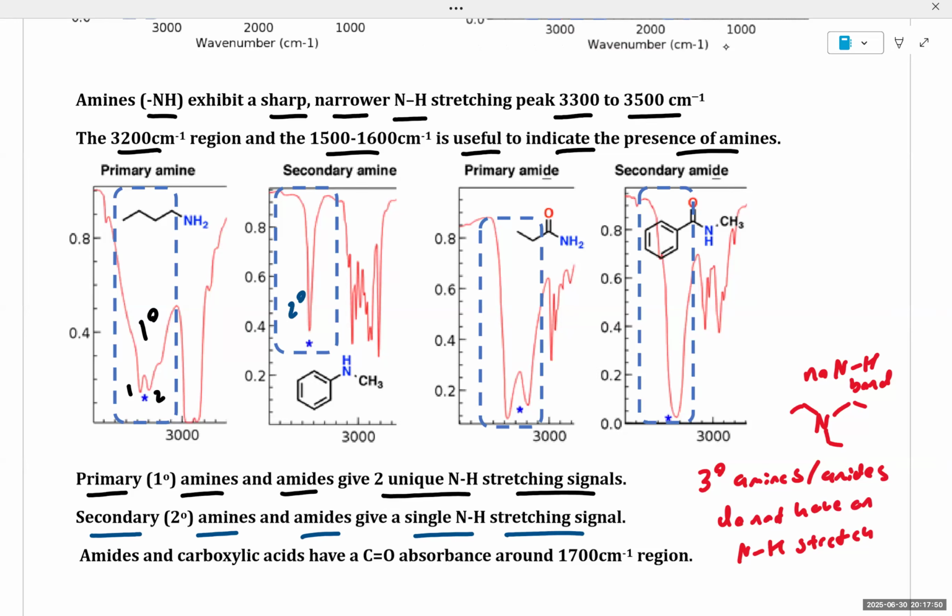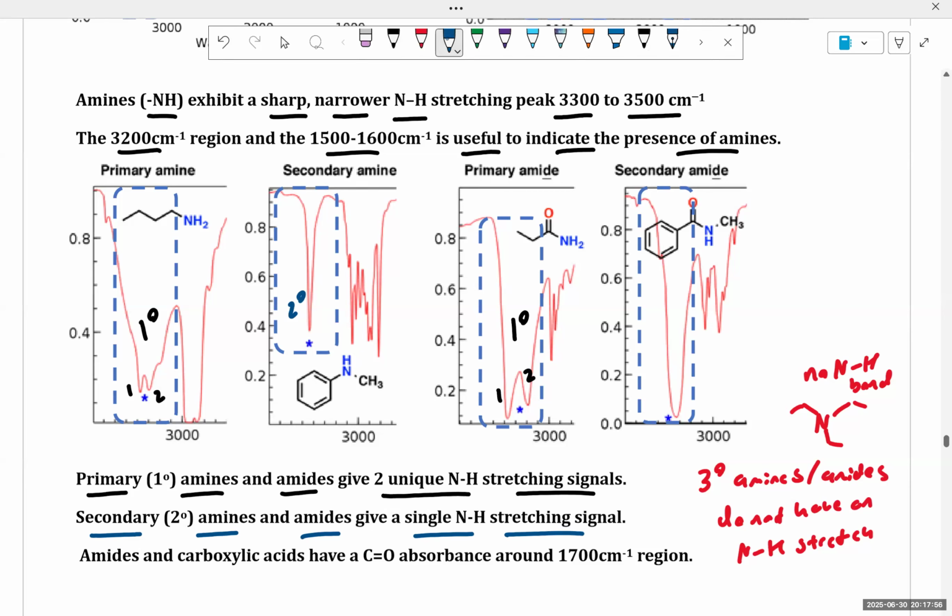For an amide, as you can see, the primary amide has two peaks, while the secondary amide just has one peak.